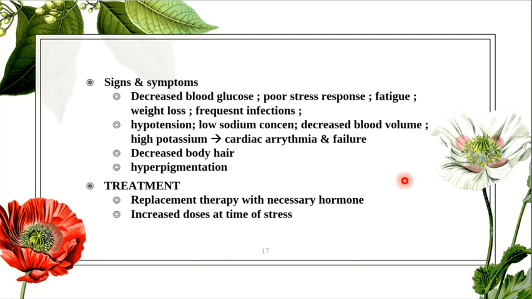There will be decreased body hair, there will be hyperpigmentation, because everything that is managed by the adrenal gland is not getting managed. Decreased body hair because the steroidal hormones, the androgens, the estrogen, progesterone are not getting released. Okay, now treatment can be either you replace therapy with the necessary hormone or increase the dose at the time of stress. Okay, if the affected individual is undergoing stress, you might need to increase the hormone levels.